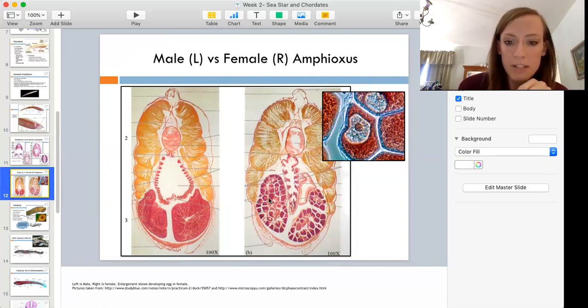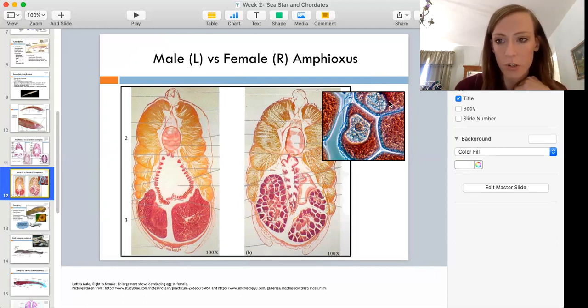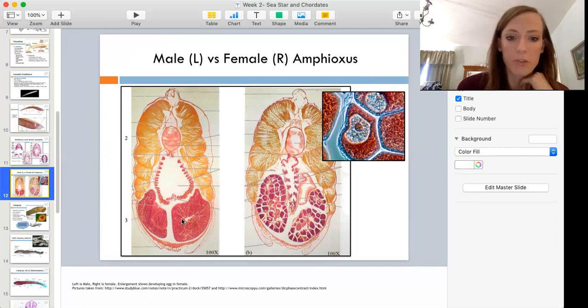So you should be able to see inside the ovaries. You can see there are some eggs developing, and I've shown an enlarged picture of that here so you can see a little more detail. You should easily be able to tell the difference between the male, these are the testes, and the female, the ovaries. All right, that is it for the amphioxus.